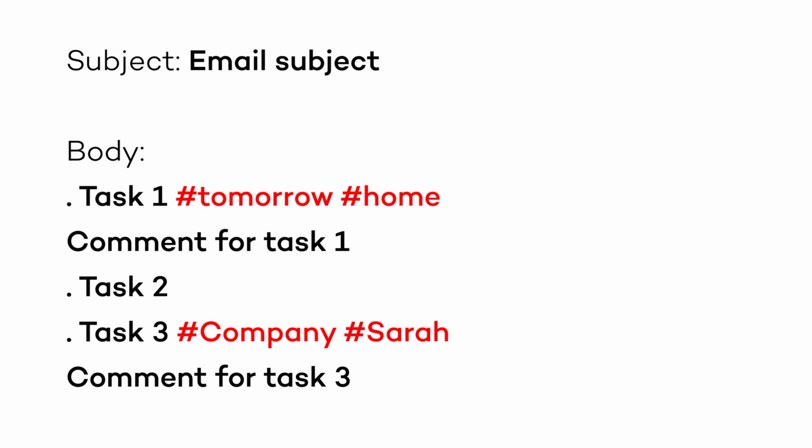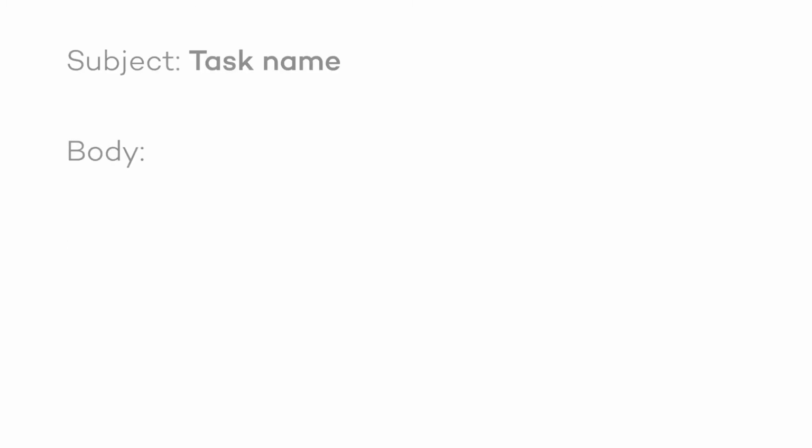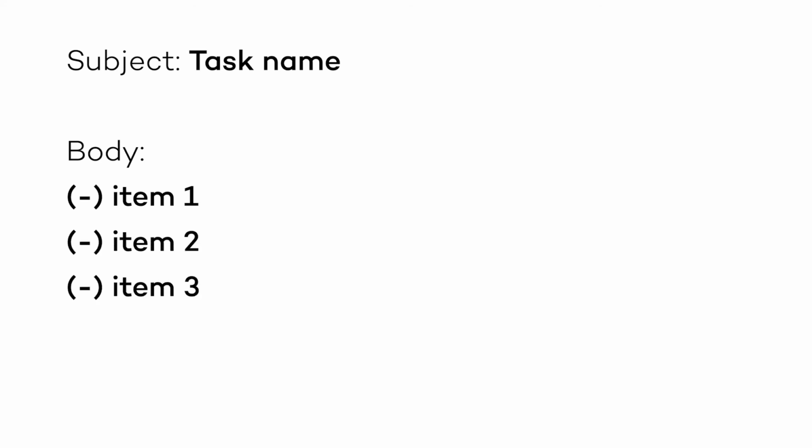If you like working with checklists, you can add a task with one via email too. Check out this example. The email subject line will become the task name. To create a checklist, write down your checklist items. Remember to open each line with a dash in parentheses. If you wish to mark any of your checklist items as done, use a plus sign instead of a dash.